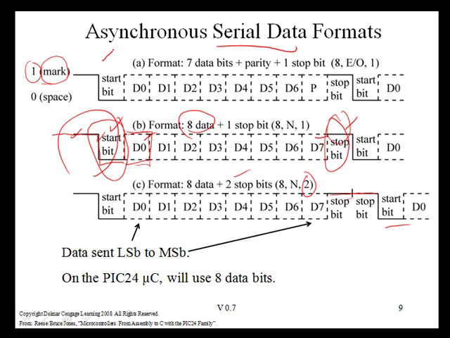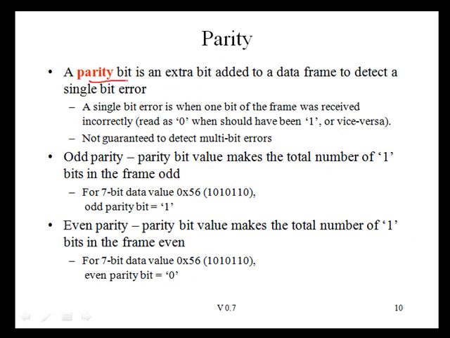In this particular format here, the 8th data bit is only sending 7 data bits. The 8th data bit is called a parity bit, which we'll discuss on the next slide. A parity bit is an extra bit that's added to a data frame to detect a single bit error. What is a single bit error? A single bit error means that if you send a 0 and it receives a 1, that's an error. Or if you send a 1 and it's received as a 0, then that's an error. This parity bit is not guaranteed to detect multi-bit errors. It is guaranteed to detect a single bit error.